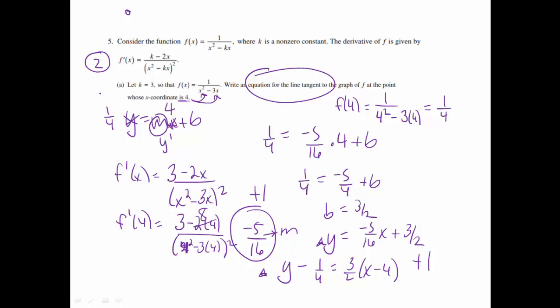All right, part B, let k equals 4, so that f of x is equal to 1 over x squared minus 4x. Determine whether f has a relative minimum, a relative maximum, or neither at x equals 2. So first thing we're going to do, we're talking about f prime if we're looking for minimums and maximums, and I'm going to find out what's happening at 2 to see if it's even a critical value. So we're going to find f prime of 2.